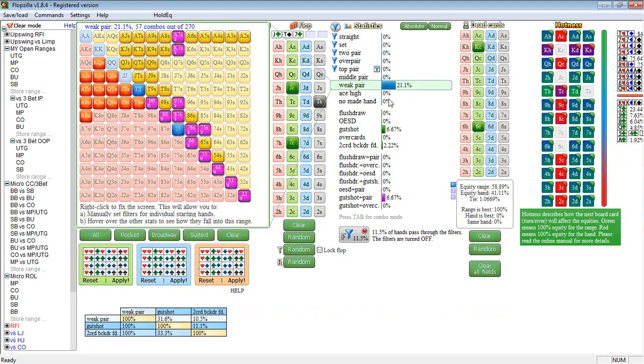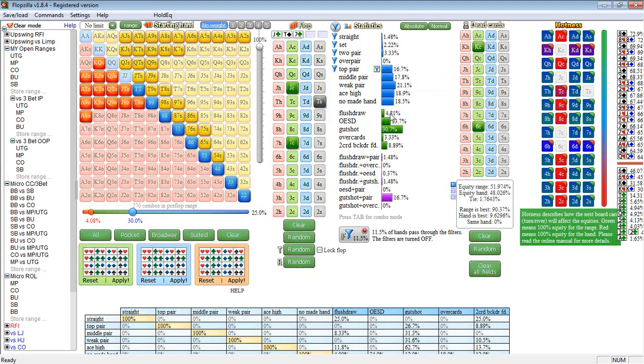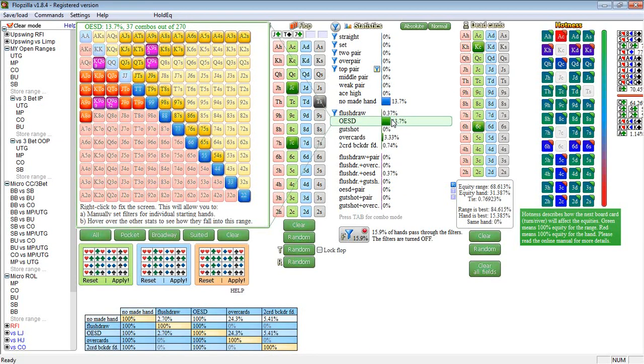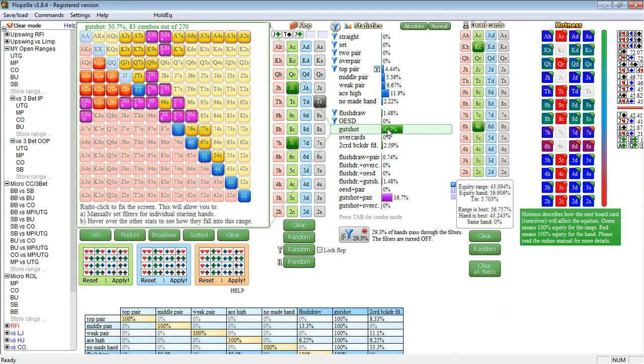Middle pairs aren't. All this other stuff's not. Flush draws. So he could be raising all of his flush draws. He's got 4% of those. He's got some open enders as well with king 9 and queen 9 and king queen. So he's got a bunch of open enders too. He's got a lot of draws here, so he'd be raising with those as well. Gut shots, I mean, he could raise with gut shots, but most players aren't raising with gut shots.